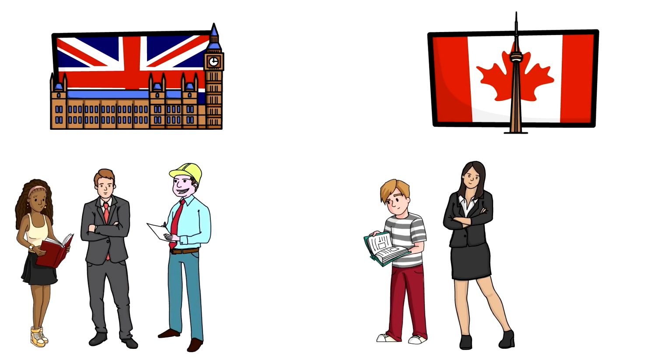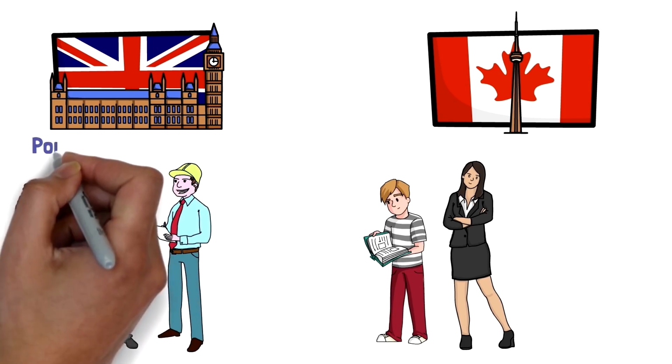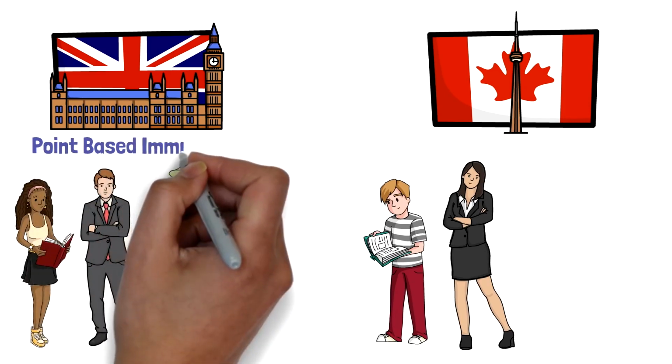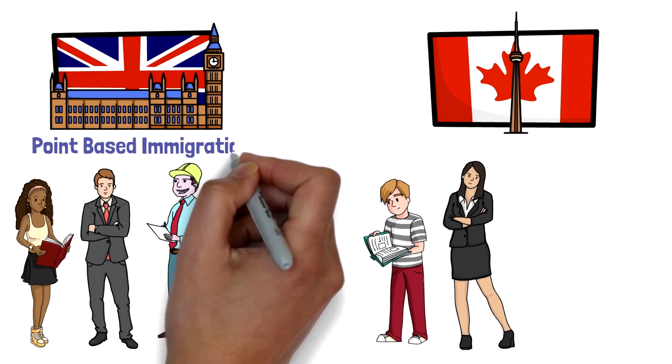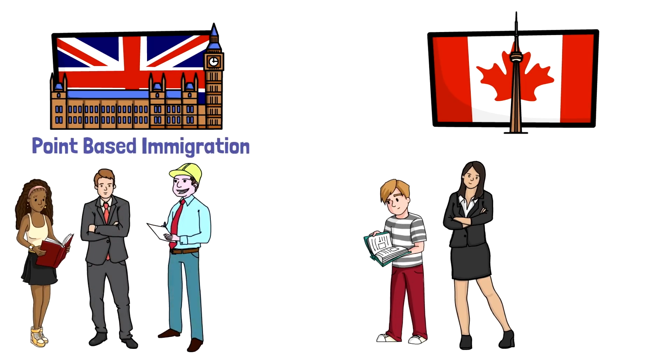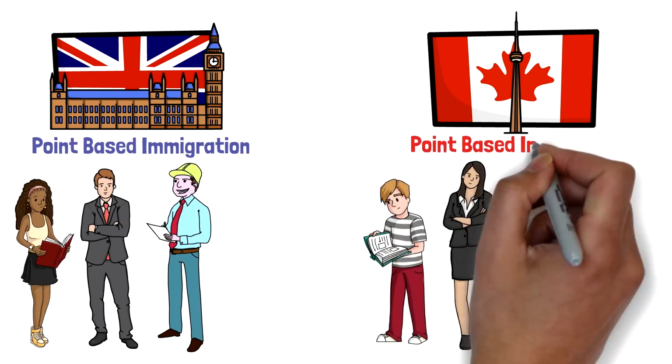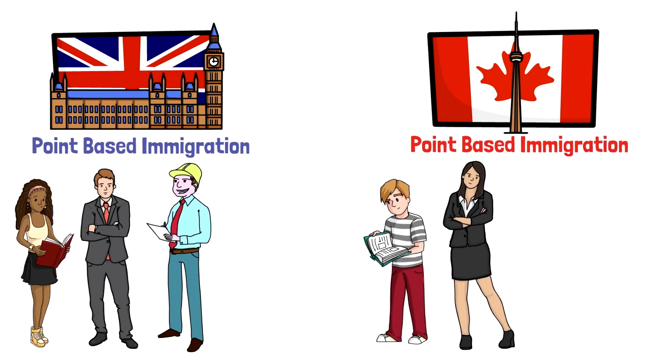After Brexit, UK announced that it would change its immigration system to a point-based immigration system, which is actually inspired from Canada and Australia, which means that they would provide points based on various factors such as your age, education, work experience, and many other factors as well. And Canada has already been using this system under the Express Entry program for the last 5 years.